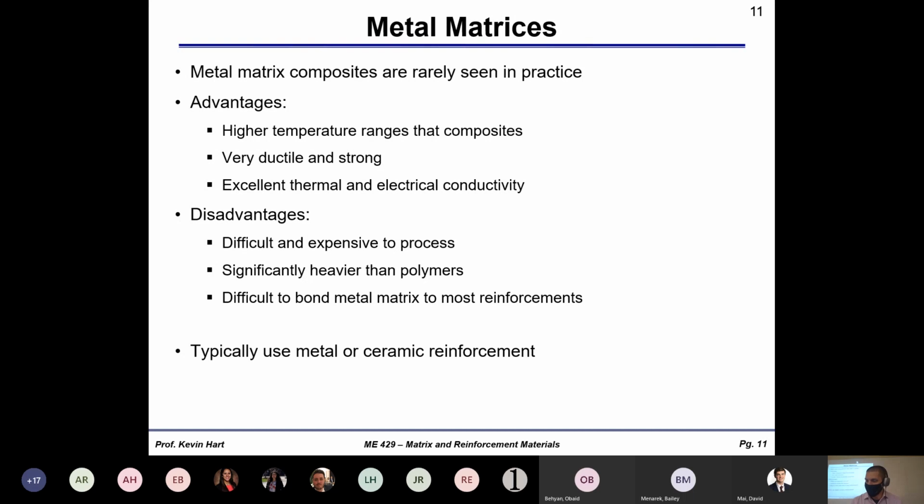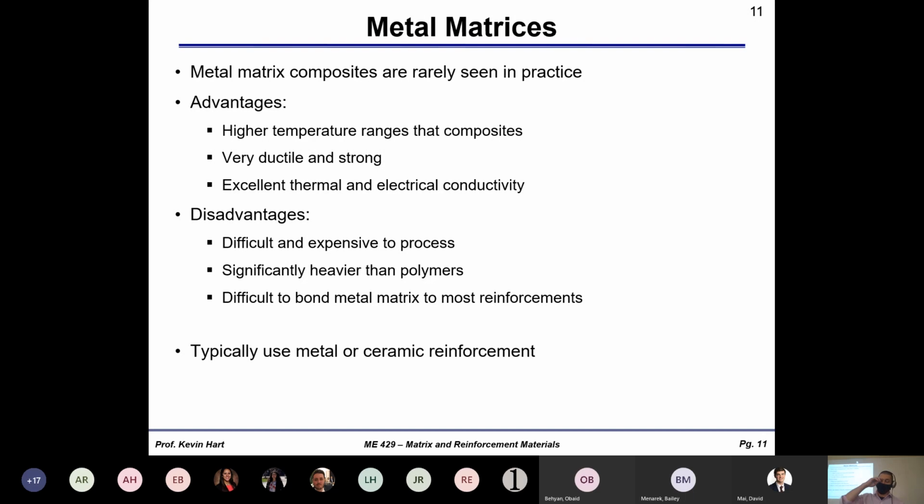They're heavier than polymers, and again, it's difficult to bond metals to the reinforcement material. If I just take metal A and metal B and mold them together, there's not a lot of general reason for them to chemically interact with each other. You don't usually have a lot of chemical reaction. So the only bond you might have between fibers and a matrix might be an adhesive bond, which generally is not great. So, something to consider.